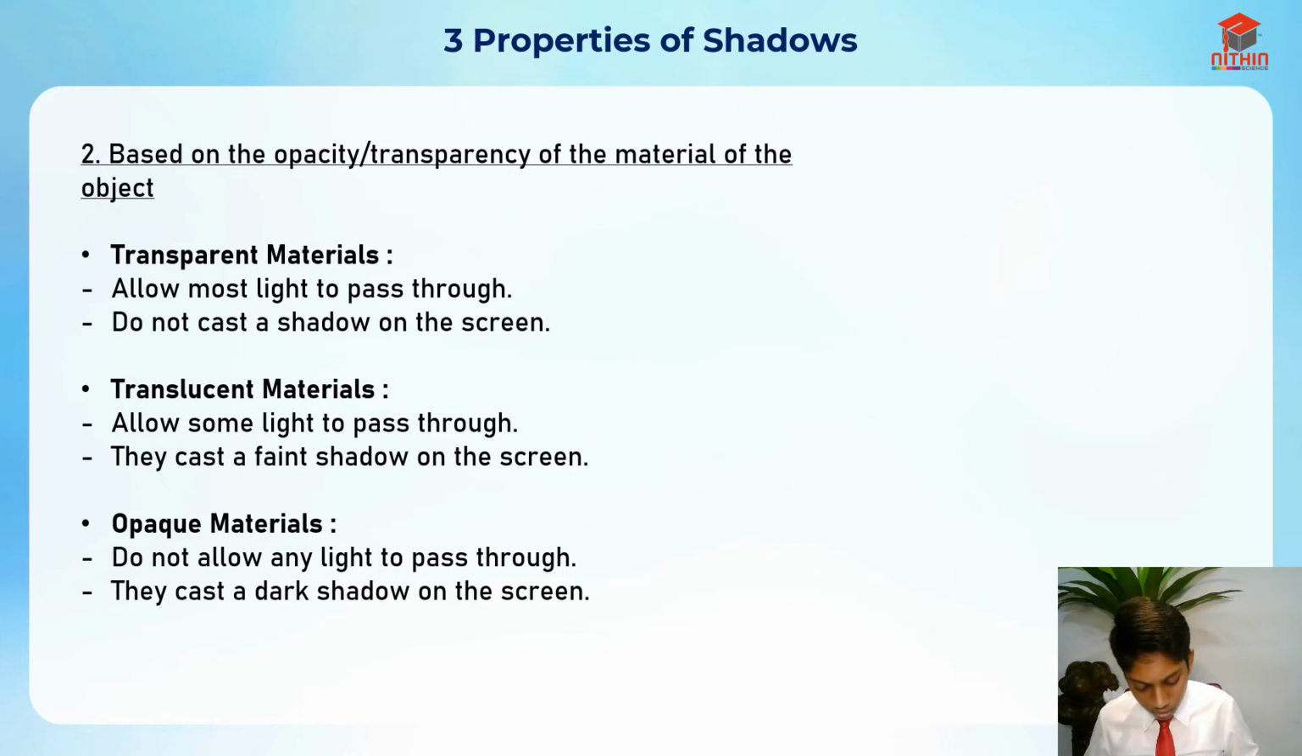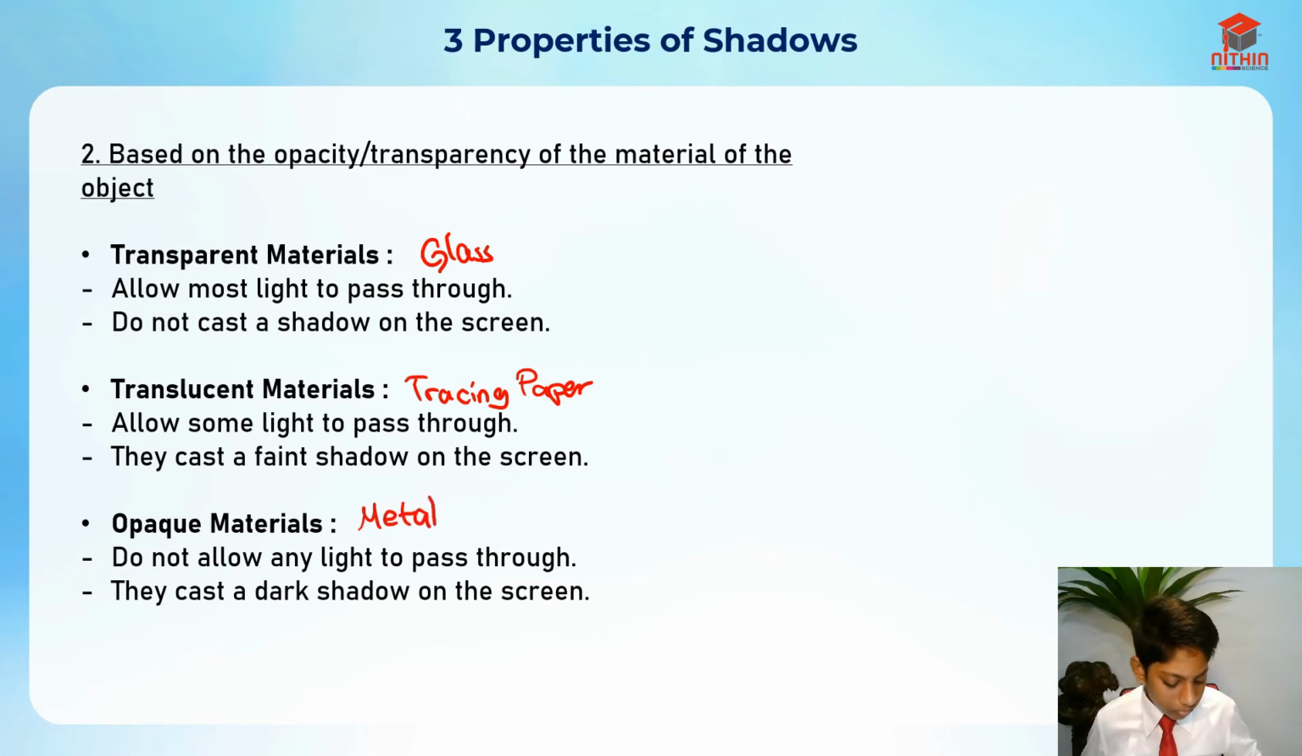So transparent materials are like glass. Translucent materials are like tracing paper, because you can see through, but not as clearly as glass. And opaque materials can be like a metal block. These are just examples.